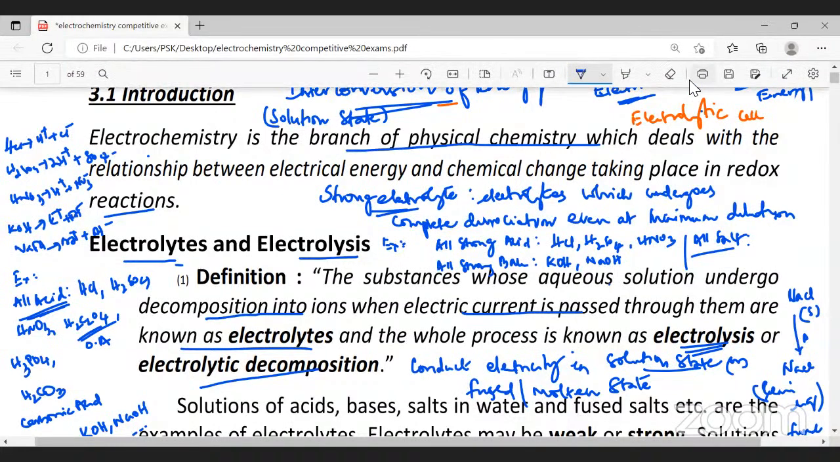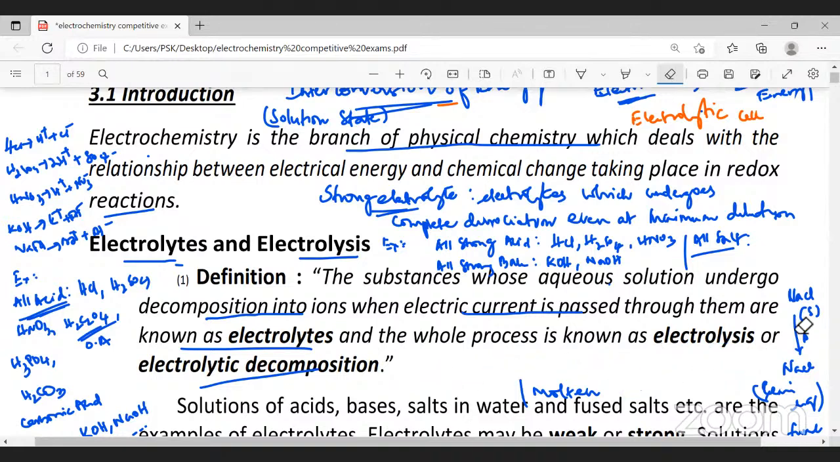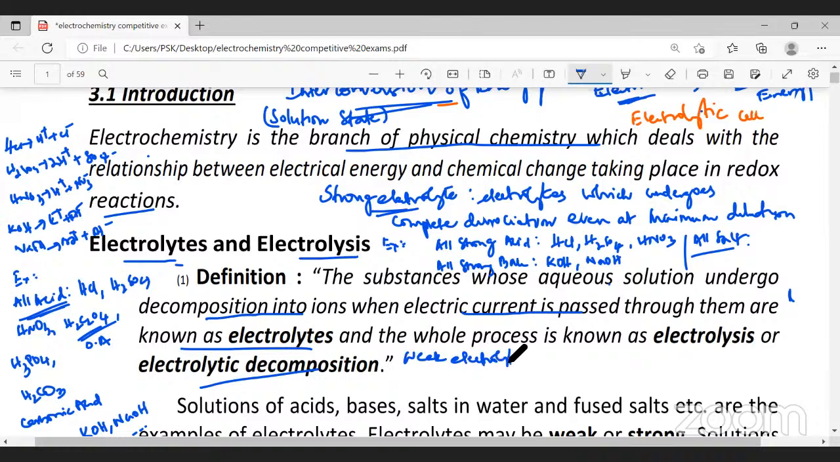Now, what is a weak electrolyte? It's the opposite of this. A strong electrolyte undergoes complete dissociation, even at minimum dilution. That means a weak electrolyte will be the opposite of this. What's the opposite?